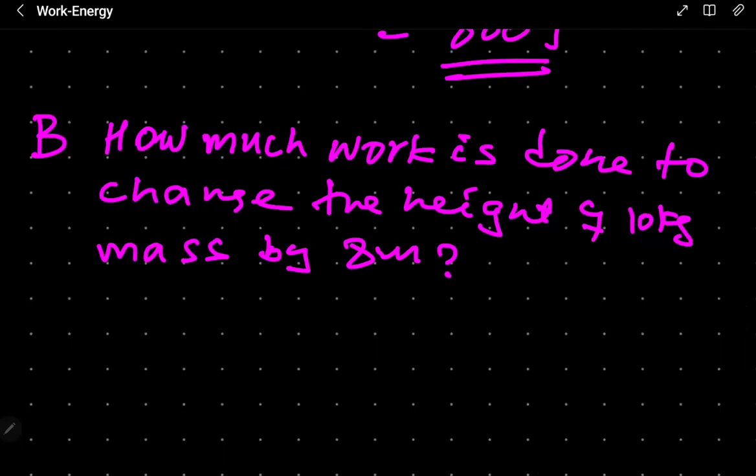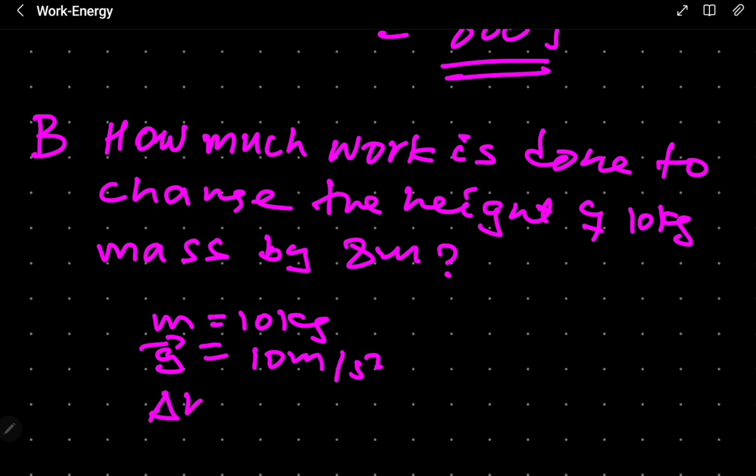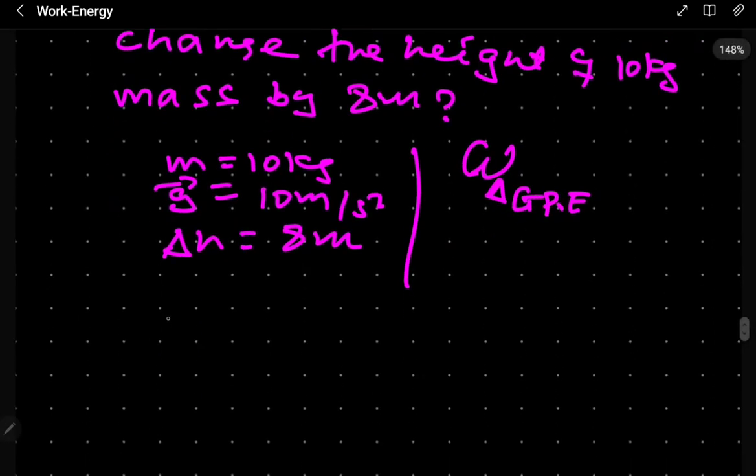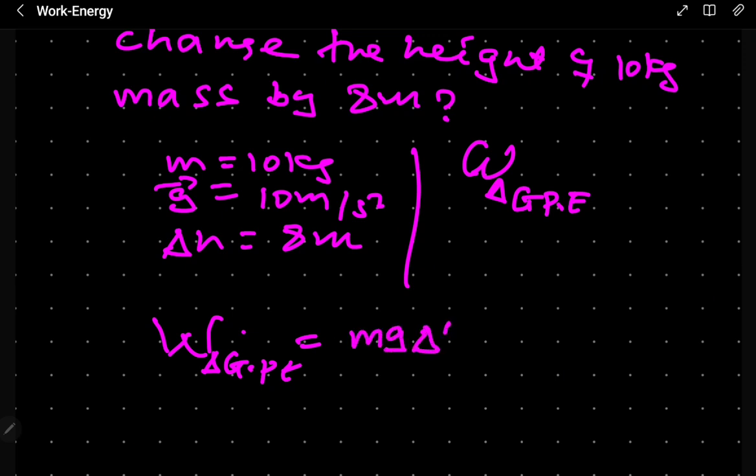So how much work is done to change the height of a 10 kg mass by 8 meters? This time the mass is given as 10 kg like the previous one. The acceleration due to gravity is 10 meters per second square, and the change in height is 8 meters. Now the work done to change the gravitational potential energy is required. How do you do this? The work done to change GPE is equal to the mass times gravity times the change in elevation.